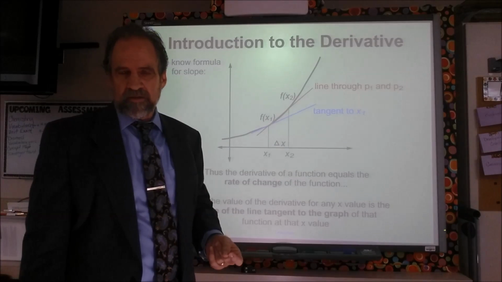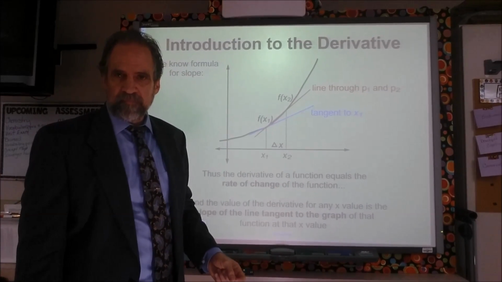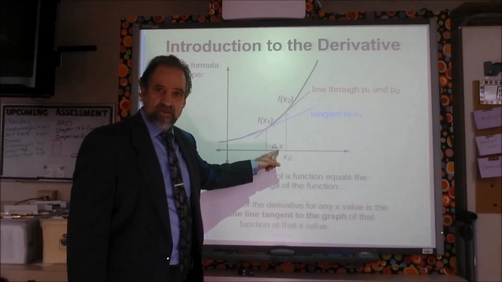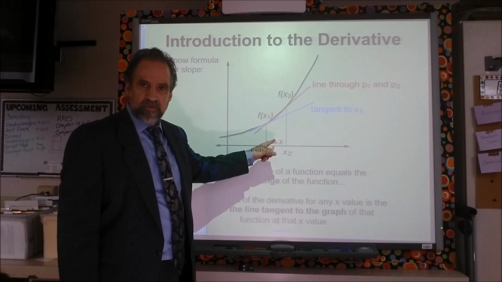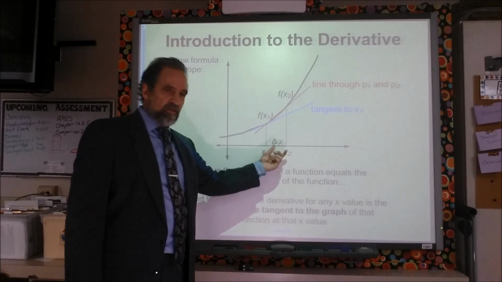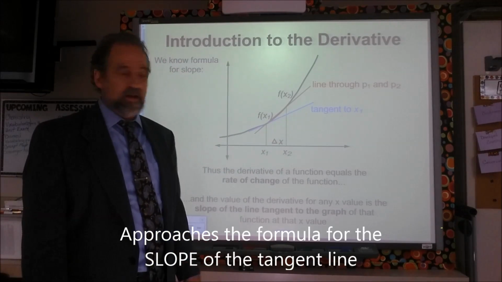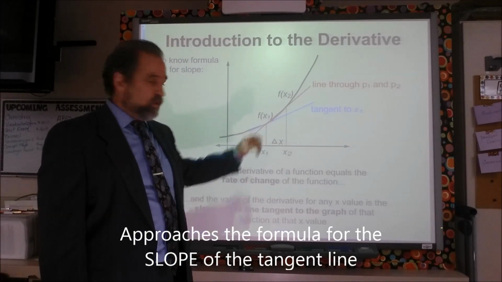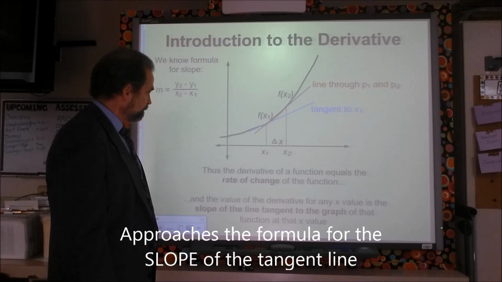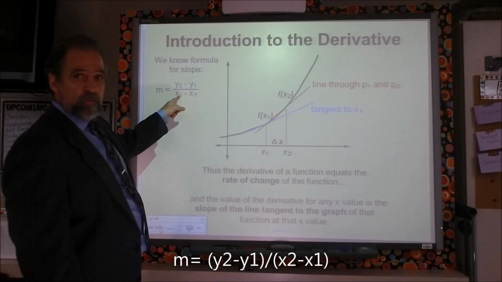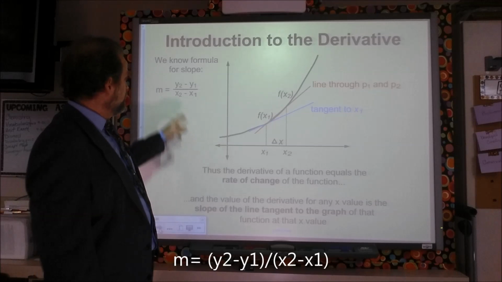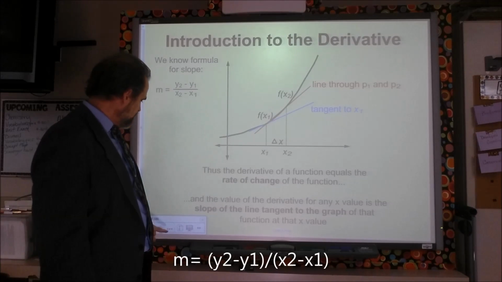So what we're going to be doing basically is taking a limit as delta x goes to 0, because I'm squeezing these closer together, and when it approaches 0, that approaches the formula for the tangent line in its slope, rise over run. And there's the slope formula. M for slope equals y2 minus y1 over x2 minus x1.